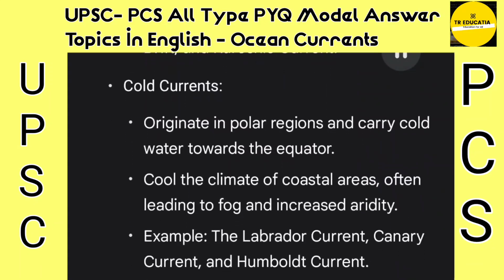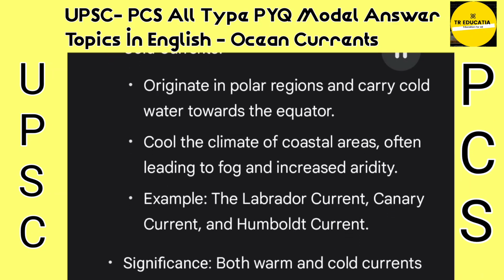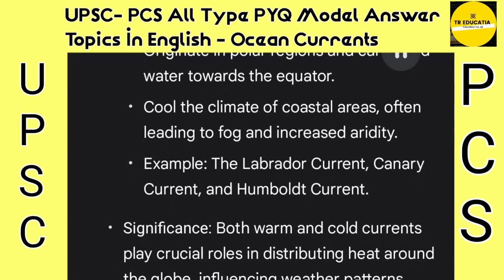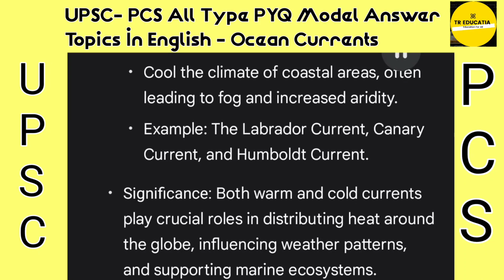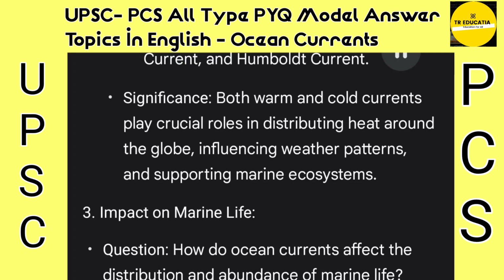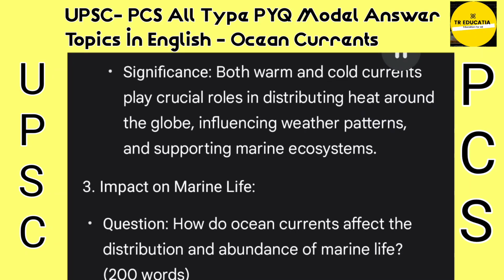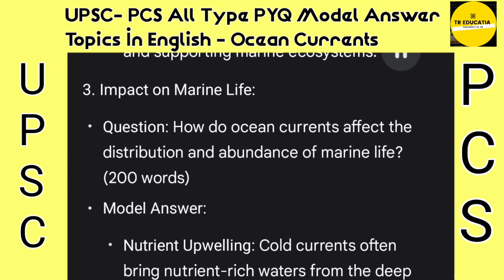Cold currents originate in polar regions and carry cold water towards the equator, cooling the climate of coastal areas, often leading to fog and increased aridity. Example: the Labrador Current, Canary Current, and Humboldt Current. Significance: Both warm and cold currents play crucial roles in distributing heat around the globe, influencing weather patterns, and supporting marine ecosystems.